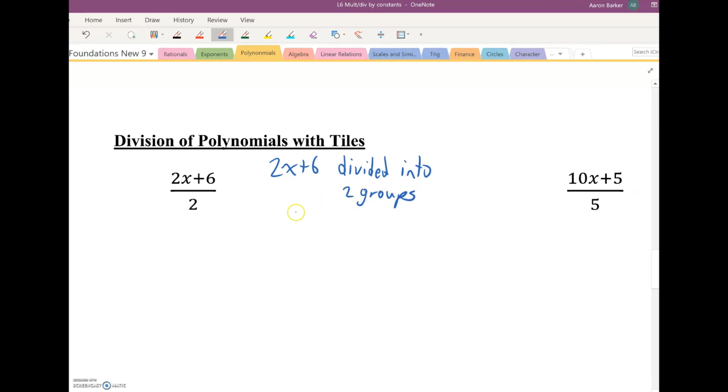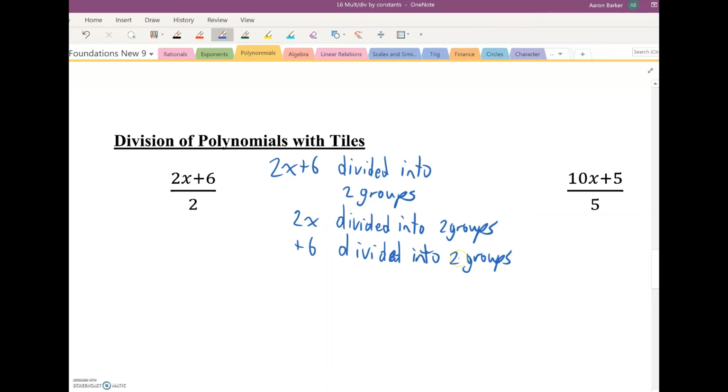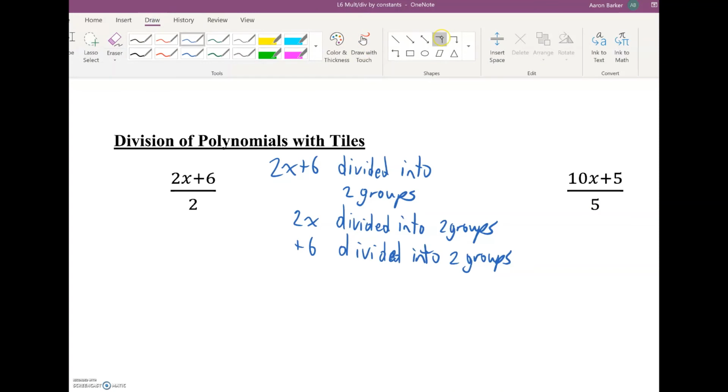So what that means is that we have a 2x divided into two groups. And we also have the plus 6 divided into two groups. So each part is divided into two groups. And that's kind of what's going to help you remember how to do division properly. Okay, so when we're drawing this, it gets a little bit weird, a little bit difficult. But here we go.